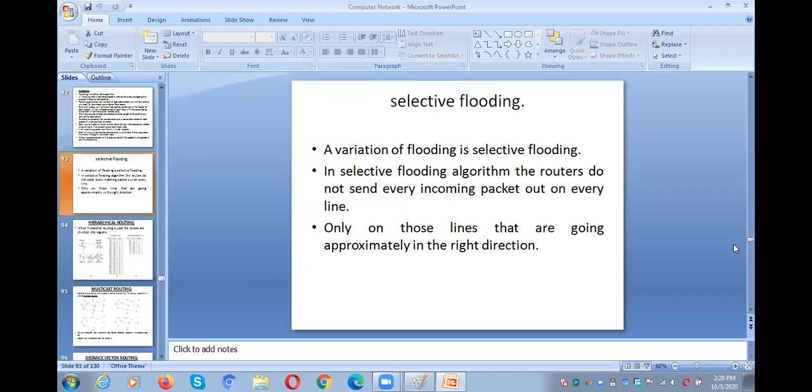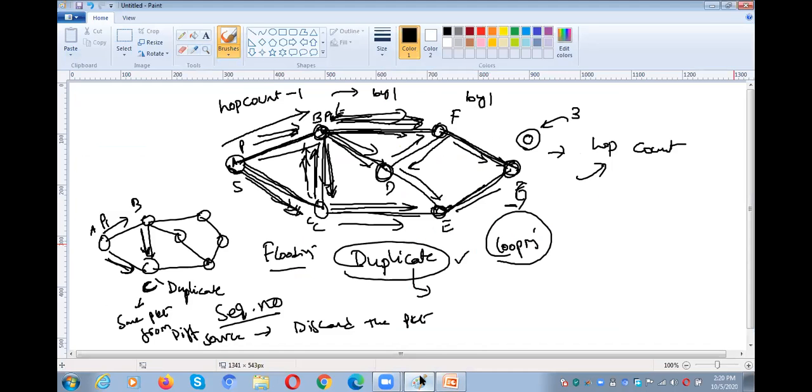That means whenever you are sending a packet to the next node, for example, consider this particular example, whenever B receives a packet from A and the destination is G, the packet needs to be forwarded in this direction. There is no need of forwarding the packet in this direction. That means the router will only select the best possible lines, only a few right lines, to forward the packet to the next nodes. That is called selective flooding.